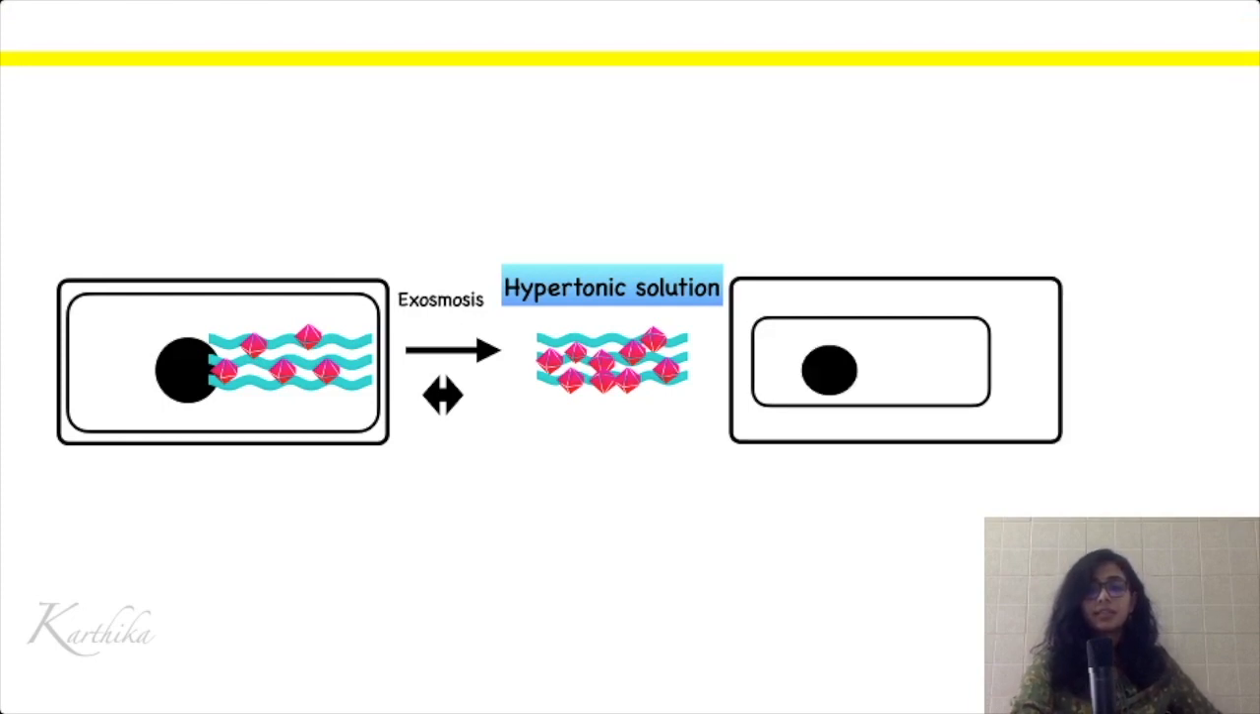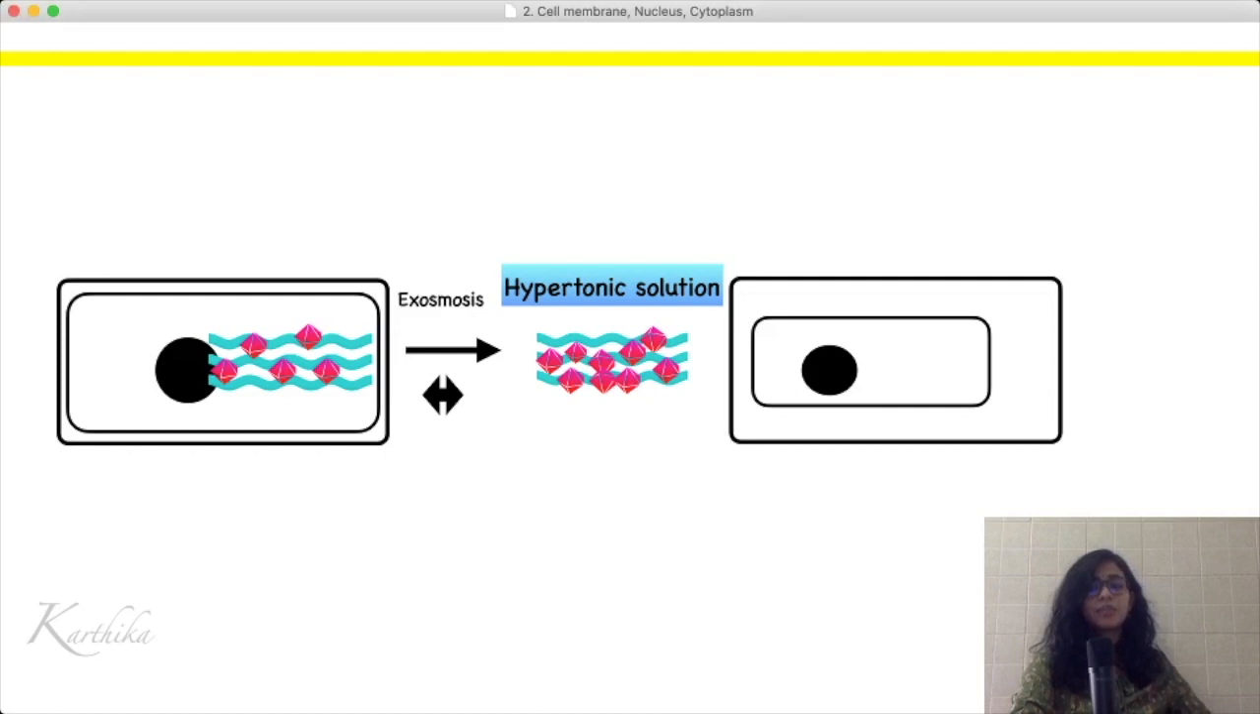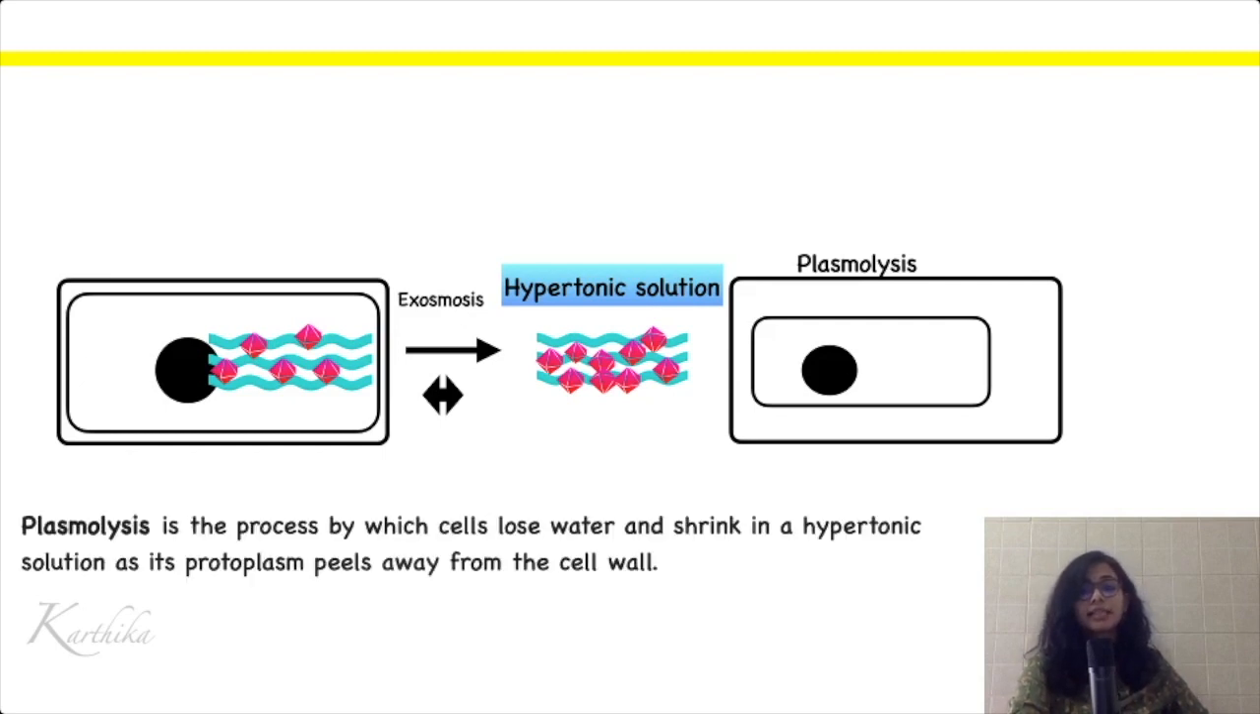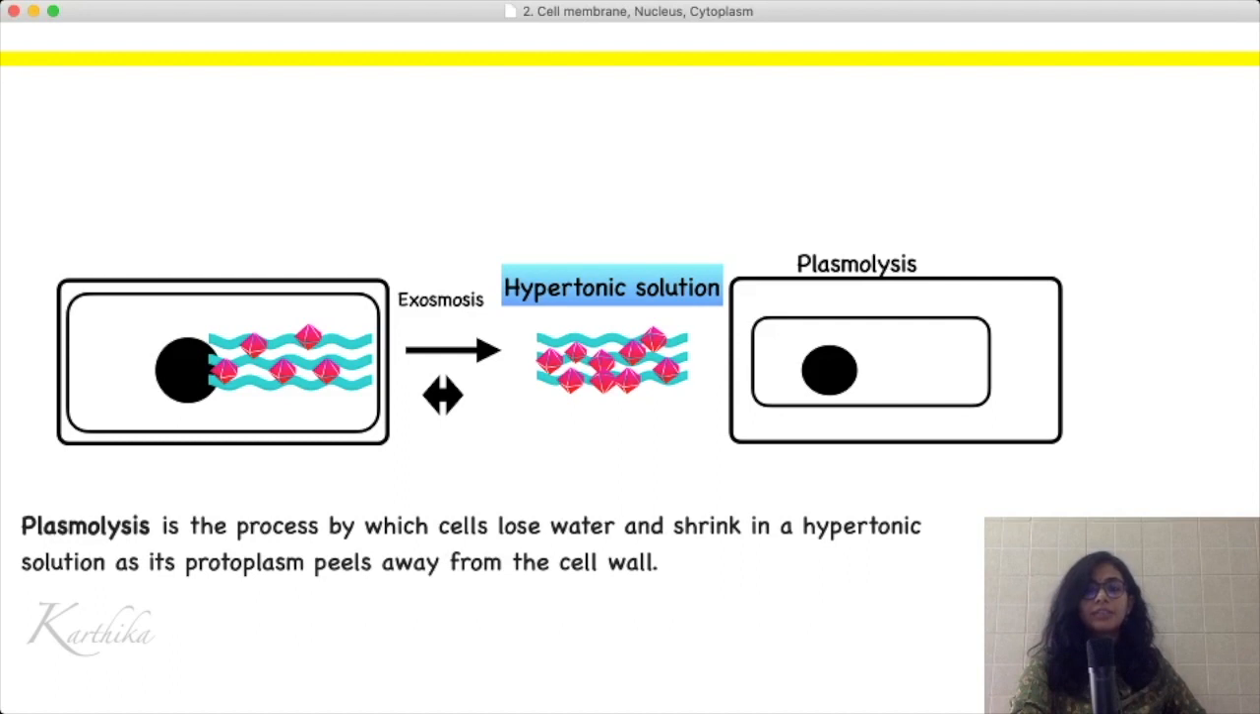is this. Do you see the cell wall is more or less intact, but the plasma membrane peels away from the cell wall and the cytoplasm shrinks because a lot of water has gone out of the cell. This process is called plasmolysis. So what is it? Plasmolysis is the process by which cells lose water and shrink when put in a hypertonic solution. Why does it shrink? As its protoplasm peels away from the cell wall.